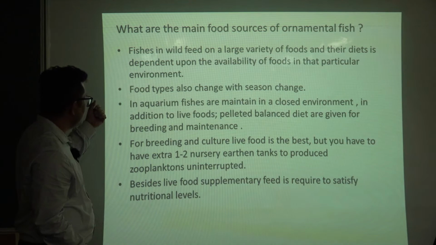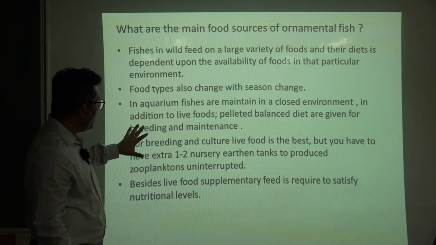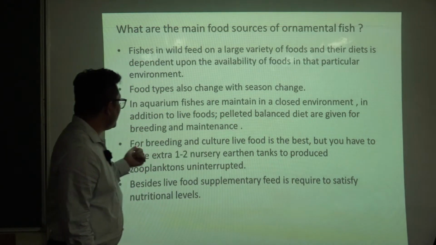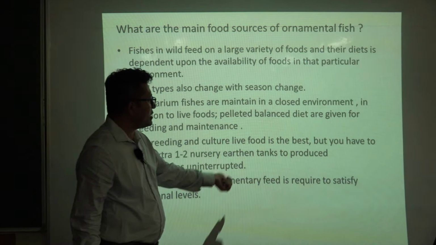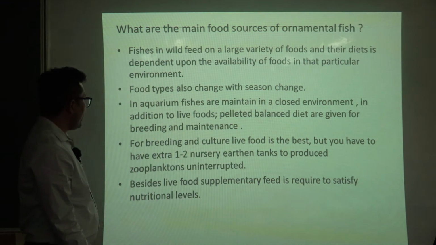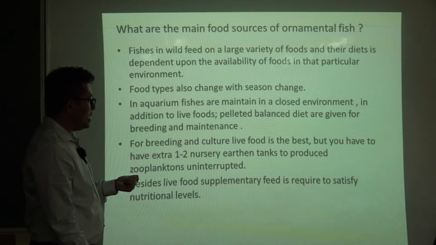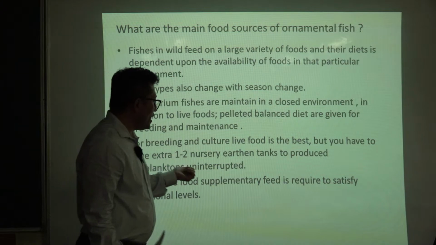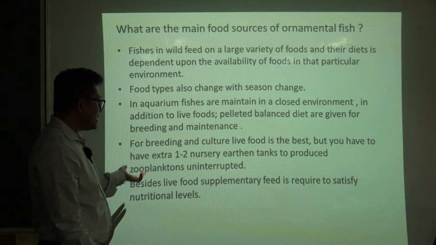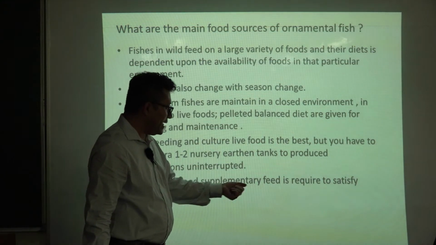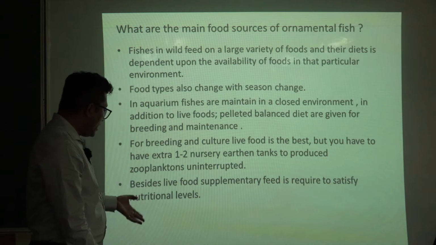Okay. Next, when we talk about ornamental fishes, aquarium fishes are maintained in a closed environment. In addition, live food, pelleted and balanced diets are given for breeding as well as maintenance. For breeding and culture, live food is the best, but you have to have an extra one to two nursery tanks to produce zooplanktons uninterrupted. Besides live food, a supplement is required to satisfy nutritional levels.